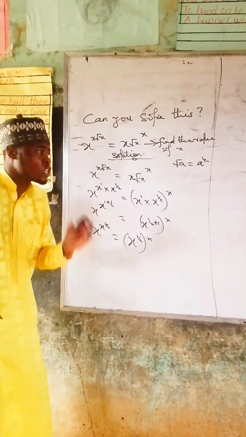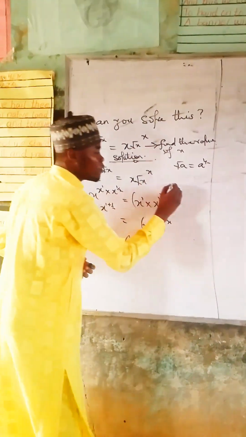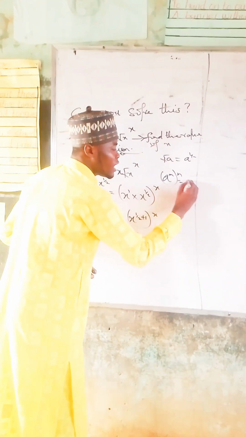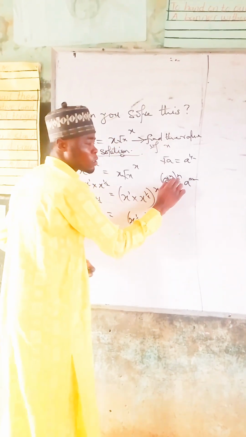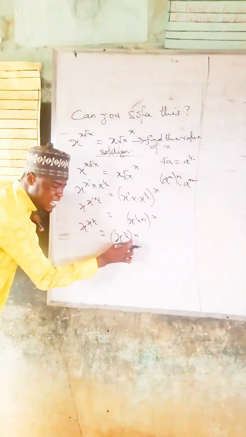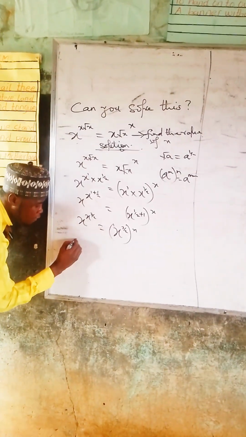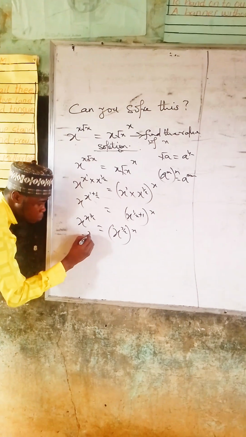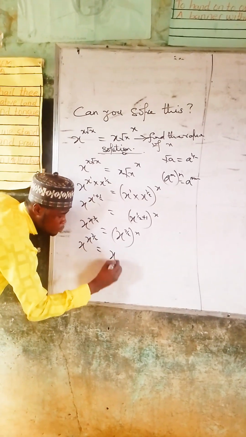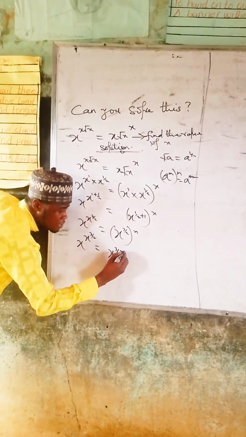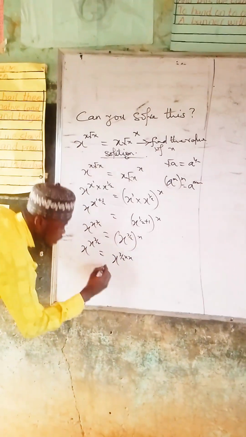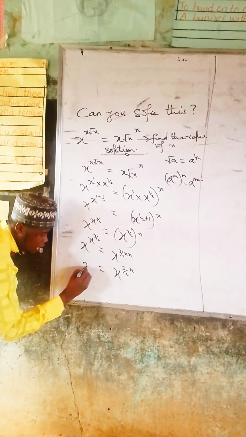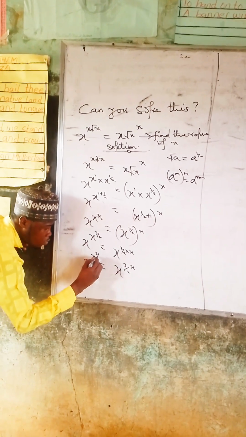And don't forget, one law from indices is that if you have a raised to power m, everything raised to power n, it's the same thing as a raised to power mn. You can multiply this and this together. So what do we have? You have x is power x, x is power x is power 3 over 2 equal to x is power 3 over 2 times x. And that will give you x is power 3 over 2x. And we have x is power x is power 3 over 2.